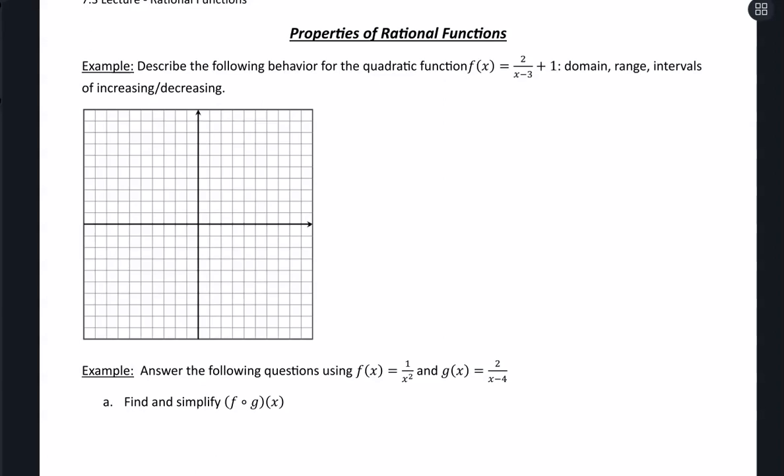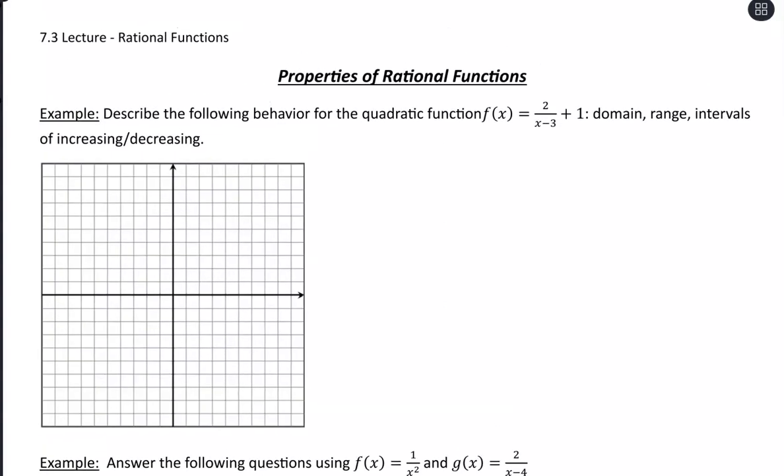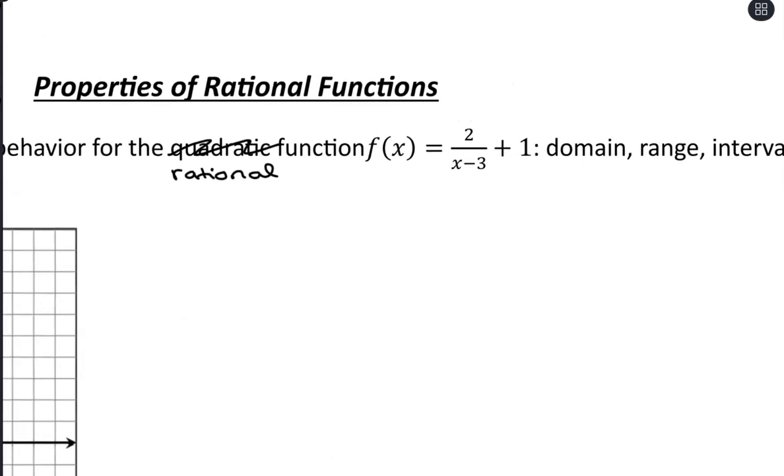So here let's go through some different properties of our rational functions. Right here it says quadratic, but this is rational. So when I look at this function here, I see we have x in the denominator. That tells me I want to work with our parent function of 1 over x. But then we're going to have a vertical stretch of 2. And then we're going to move right 3, up 1.